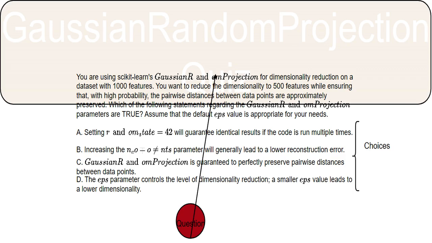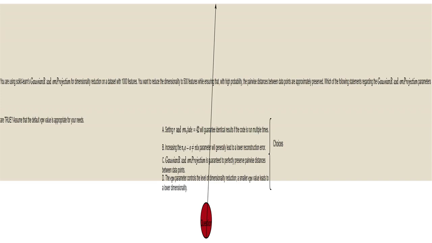This is a quiz about GaussianRandomProjection, a dimensionality reduction technique in the scikit-learn library. I'll be testing your understanding of its parameters and how they affect the outcome. Get ready. This is the core problem.